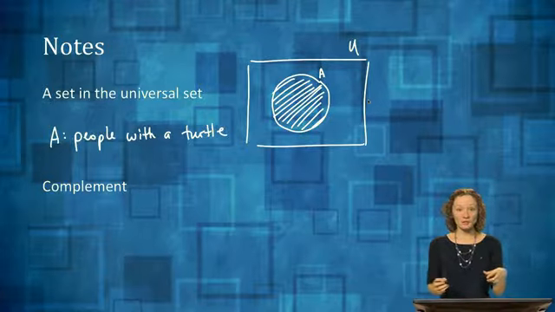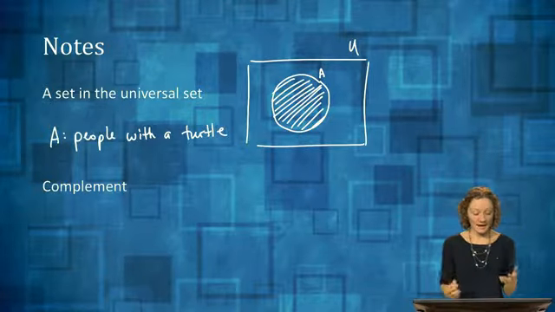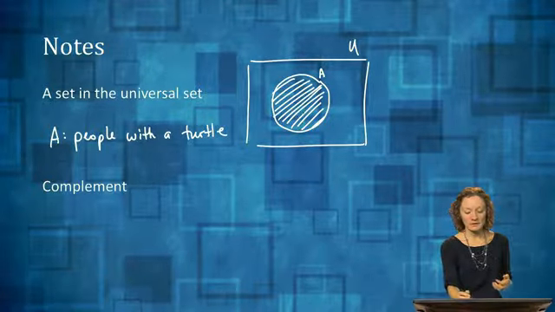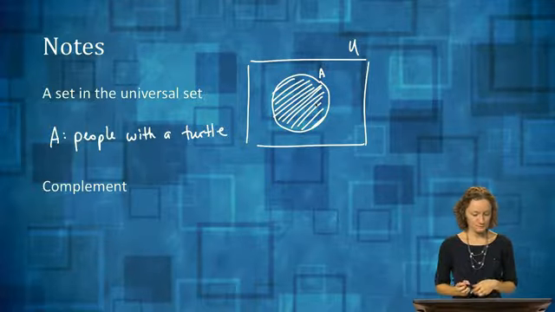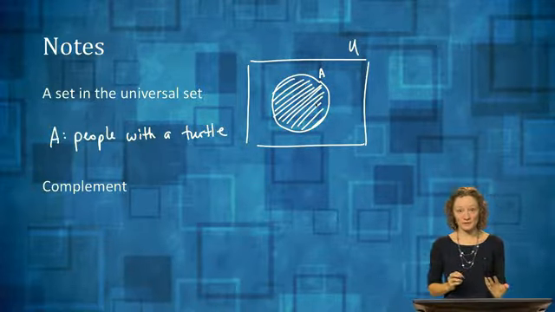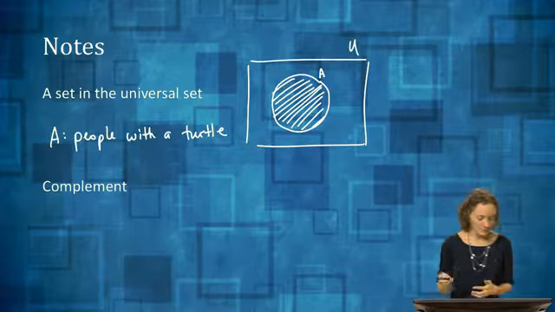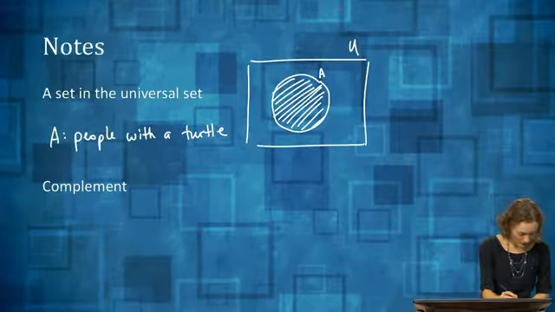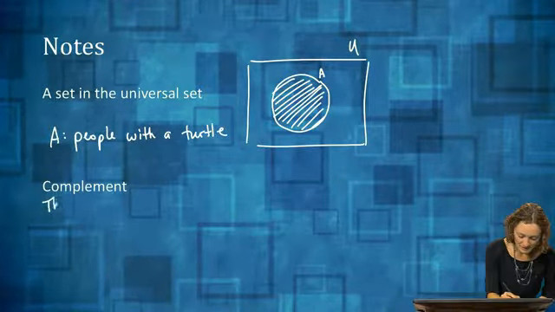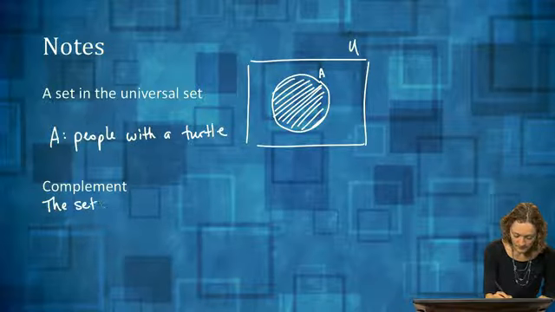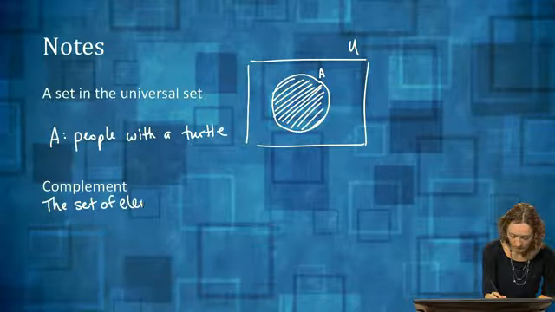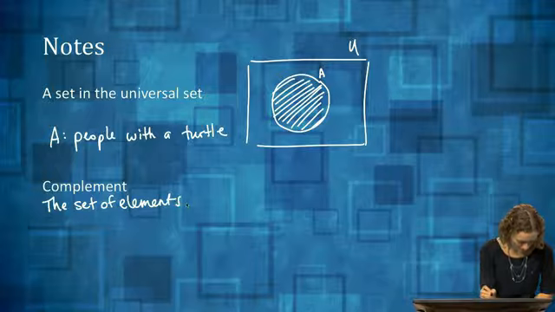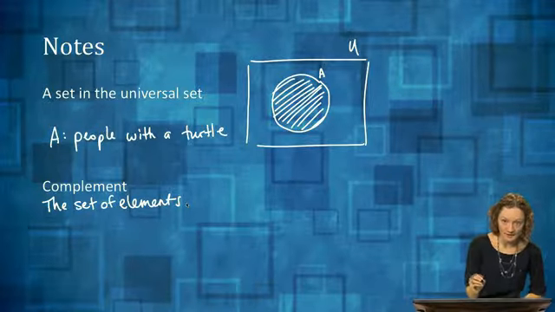So if we were looking for elements from set A, we would pull all the elements that are inside of the circle, which leads us to the first of the 3 that we're going to look at today, which is the complement. The definition for a complement is the set of elements in the universe that are not in set A.